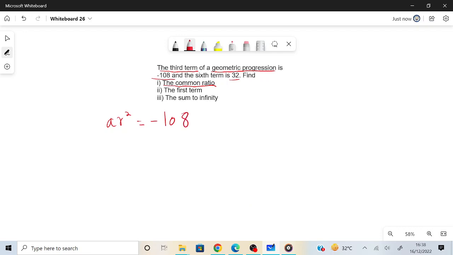And our sixth term is 32. So we can say ar to the power of 5 is equal to 32. Now, when you have this type of scenario with two different equations, you must be thinking, okay, let's make a the subject of the formula, then substitute a back into this equation and solve it simultaneously. Yes, you are correct, but it is very time consuming, and in exam situations time is of the essence.